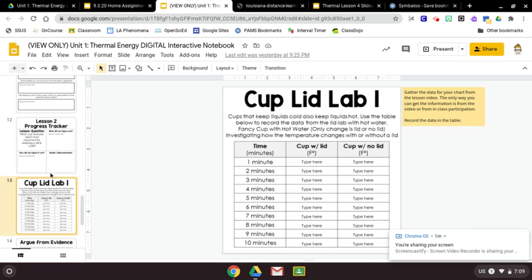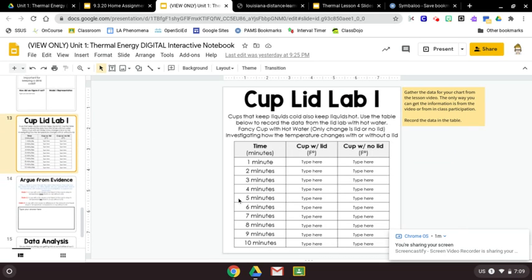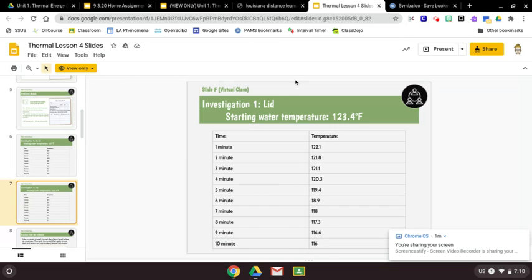So what you guys are going to do first is you are going to collect some data. Okay, now it's going to be a little bit different. It's not going to be an actual experiment, but it's going to be something that you can use to collect the data. All right, so have this slide up and then have the video up because I'm going to put the information on the video. Okay, so the data for the cup with a lid is here. So pause your video and transfer your temperatures.